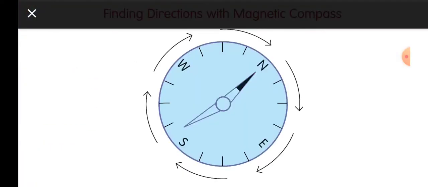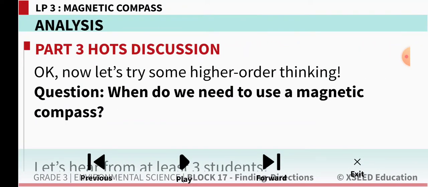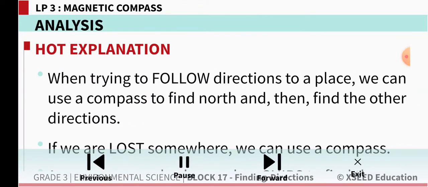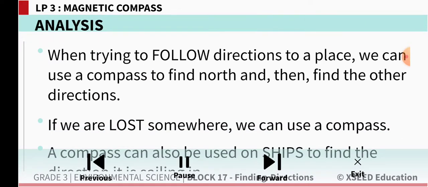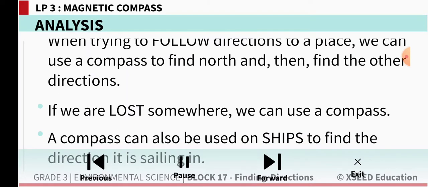Have a look at this picture. So the needle points to the north, opposite is south, and to the either sides we have east and west, right? Let's move on. When do we need to use a magnetic compass? When can we use magnetic compass? When trying to follow directions to a place, we can use a compass to find north and then find the other directions. If we are lost somewhere, we can use a compass.